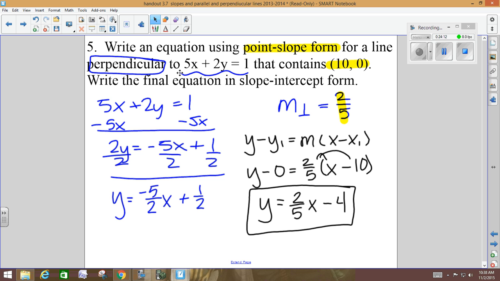Read carefully. Okay, once you have that copied down, flip it over and do number 6, both parts. Decide whether the given lines are parallel or not.